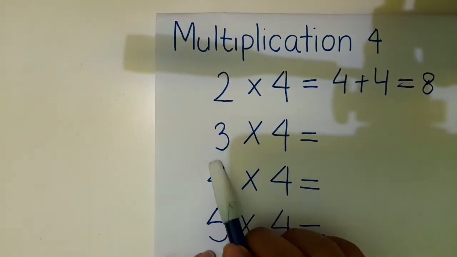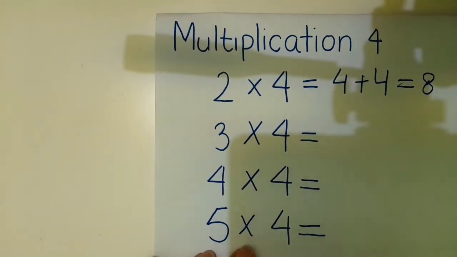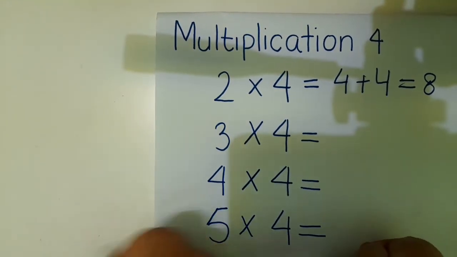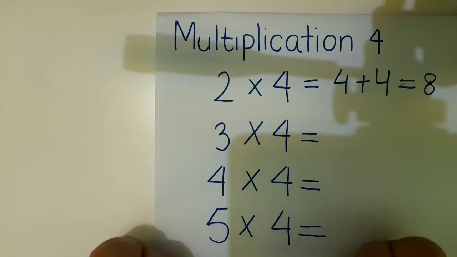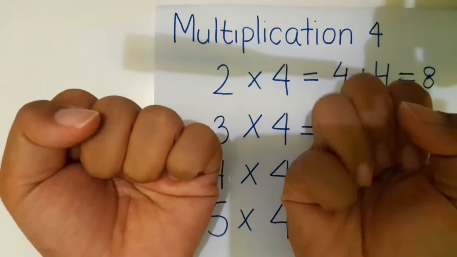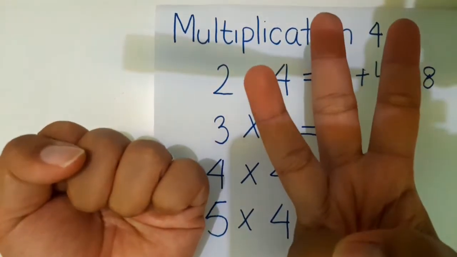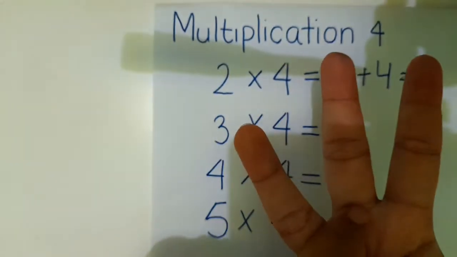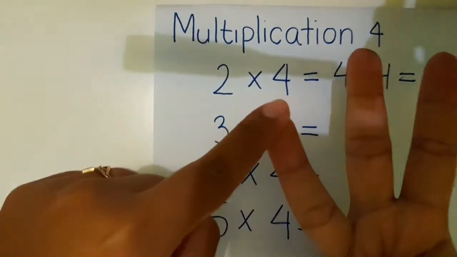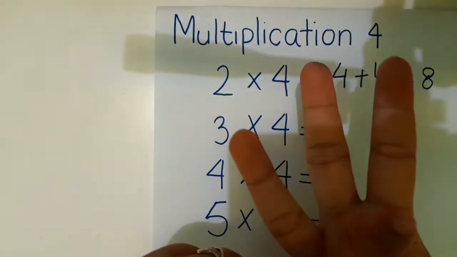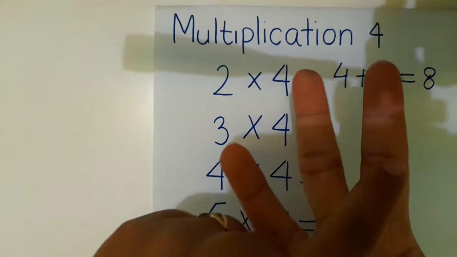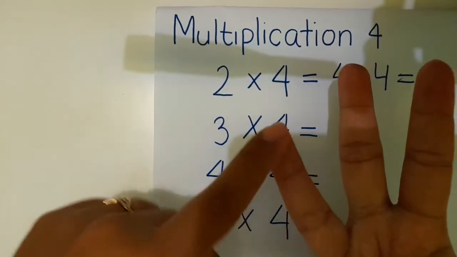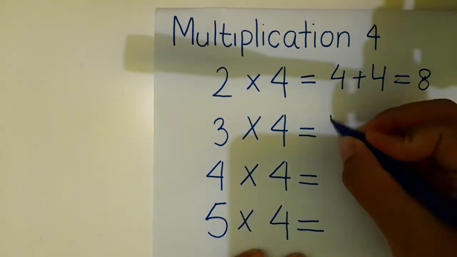Alright, and here 3 times 4 equals, artinya 3 dikali 4 itu 4-nya sebanyak 3. So you have to show up 3 fingers. Here, you have to close and then show up 3 fingers and then you can calculate it. 1, 2, 3, 4. 1, 2, 3, 4. 1, 2, 3, 4. Alright, and then you can also calculate like this. 1, 2, 3, 4, 5, 6, 7, 8, 9, 10, 11, 12. So the answer is 12.